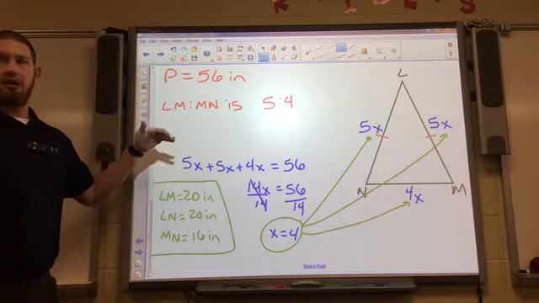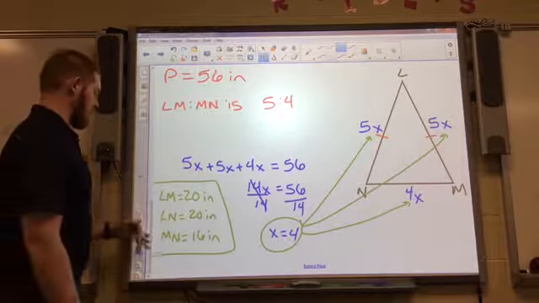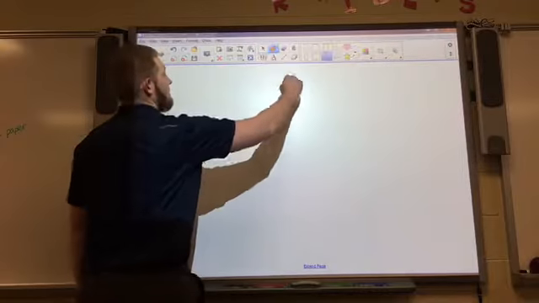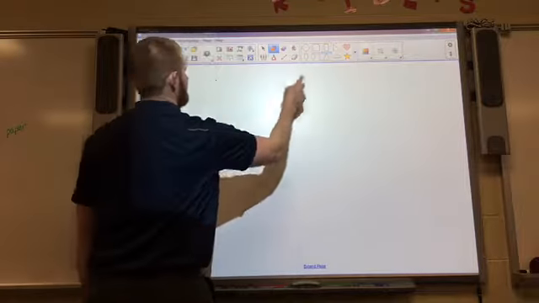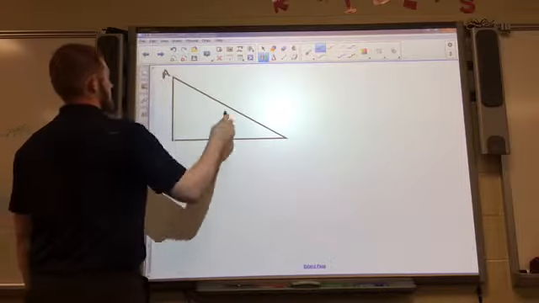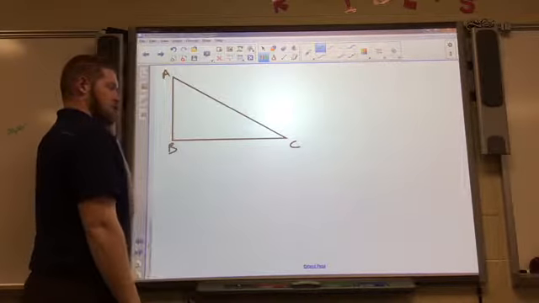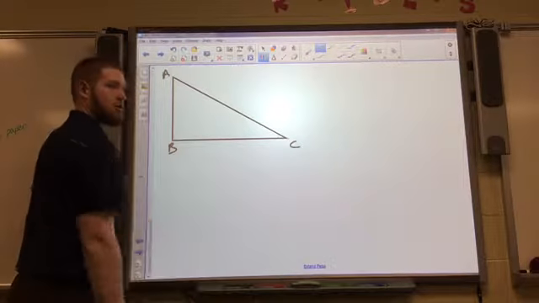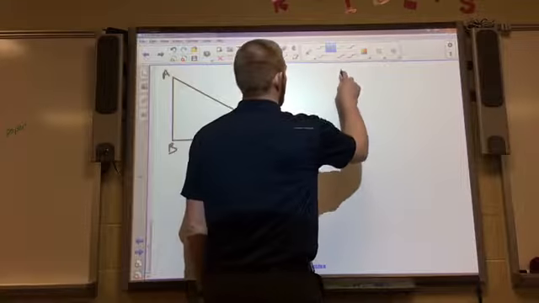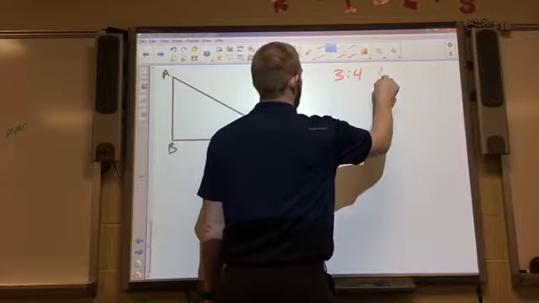Now that's talking about side length, right? Okay, you might also run into one that's talking about angle measures. Okay, maybe they give you a triangle here, triangle ABC, and they tell you that the ratio of the angles is 3 to 4 to 8.